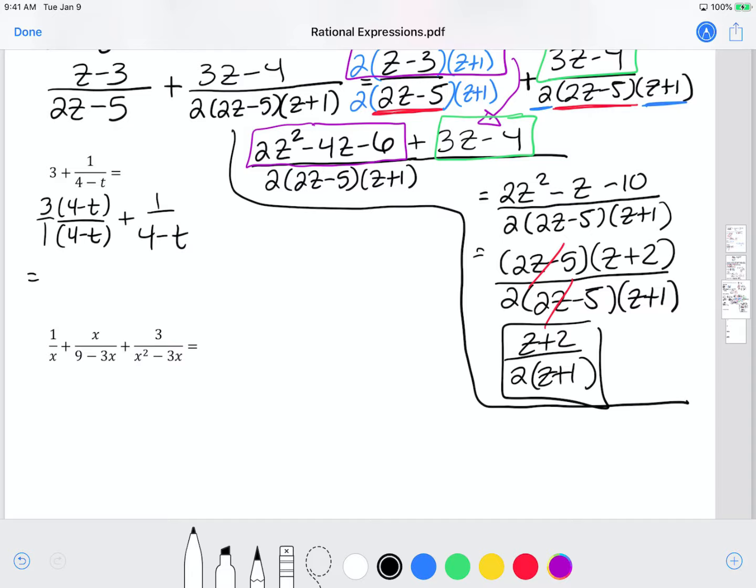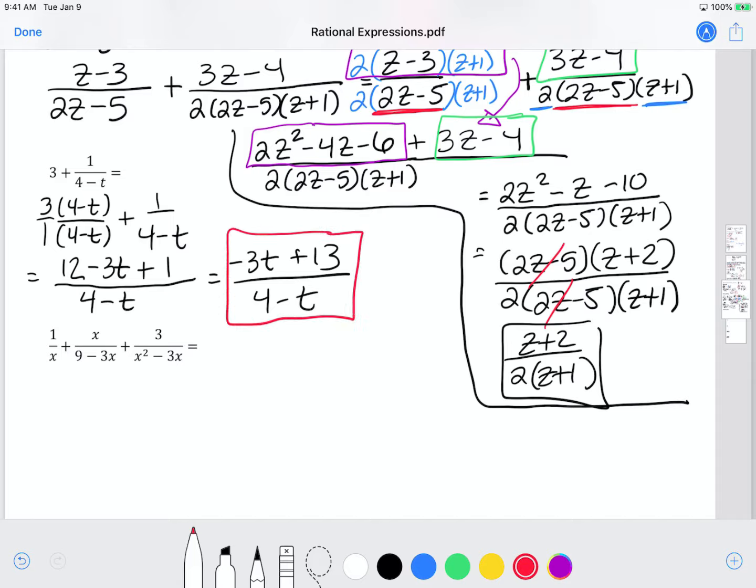So on the top, I have 3 times 4, which is 12, and 3 times a negative t, which is a minus 3t, and I'm going to add that to 1 all over a common denominator of 4 minus t. So I have a minus 3t, and when I add the 12 and the 1, that gives me a 13, and that's all over 4 minus t. And that won't simplify. You can try it if you want, if you're not sure. I know from experience by looking at that that's not going to simplify, but you should always double check and make sure and try to factor it and see if you can cancel it with something in the denominator.